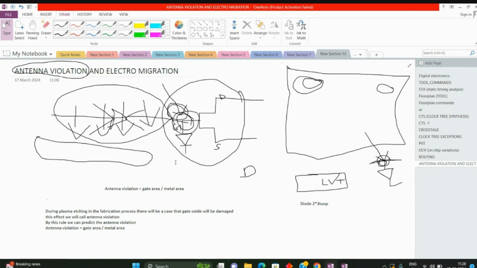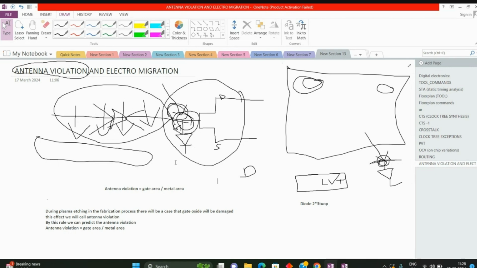So how will you fix that? You can say I can apply the antenna diode to the gate. I can fix it like that. Then they will still ask: I don't have sufficient diodes available in my design, or I can't insert the diode there because there is no space, so what will you do? At that time you need to answer like this.